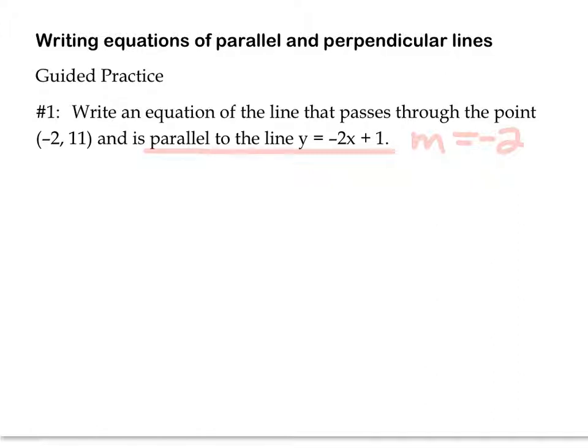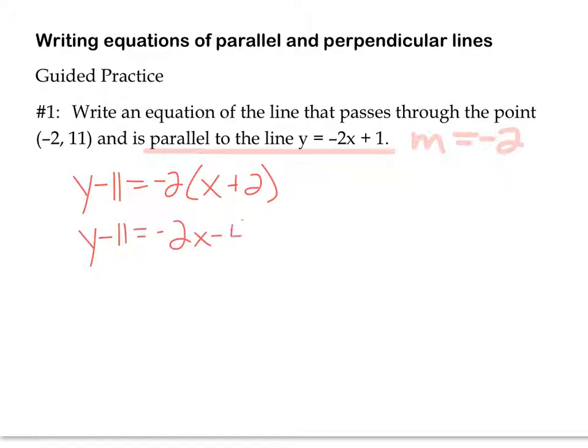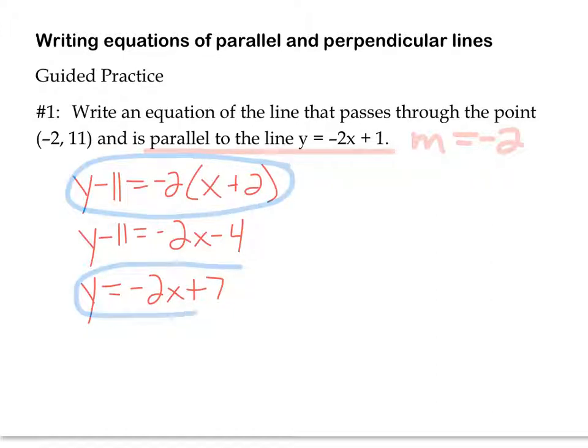A couple ways we could go about that. We could use point slope form. We do y - 11 = -2(x + 2). Then we could distribute the -2 and get -2x - 4. We add 11 to both sides and we get y = -2x + 7. That would be the equation of that line in a couple different forms. We would have point slope form right here. We would have slope intercept form right here.